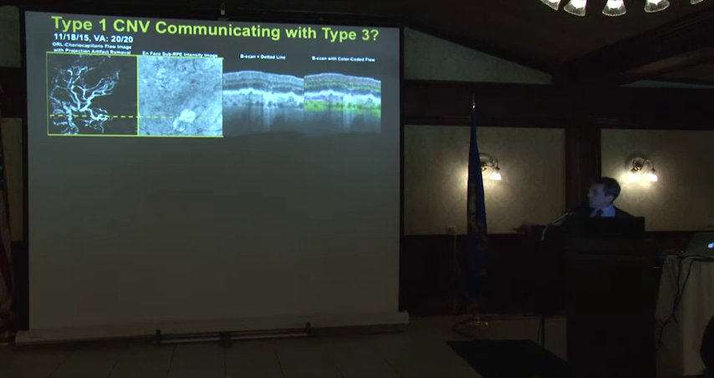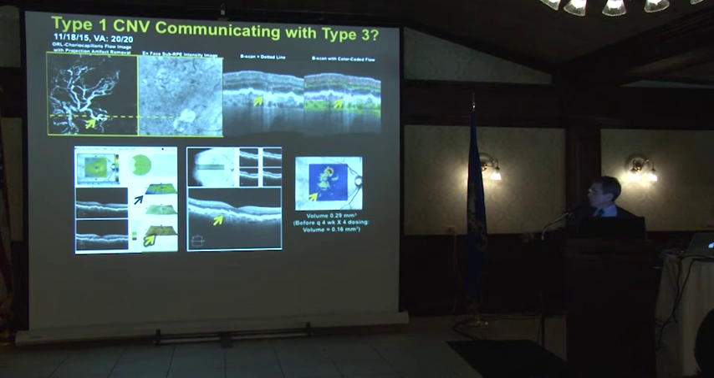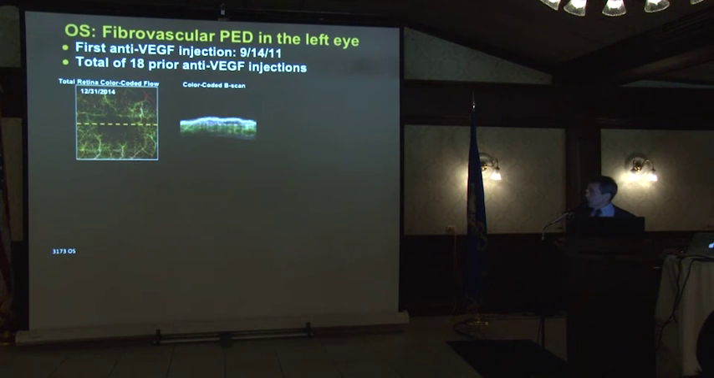So what's nice, I'll talk about this afternoon using en face imaging to follow atrophy. But you can actually see the communication here with the type 1 lesion going to the type 3 lesion, all right? And this patient's doing great. There's no exudation, but we know what's under the surface now. And let me just show you the other eye quickly.